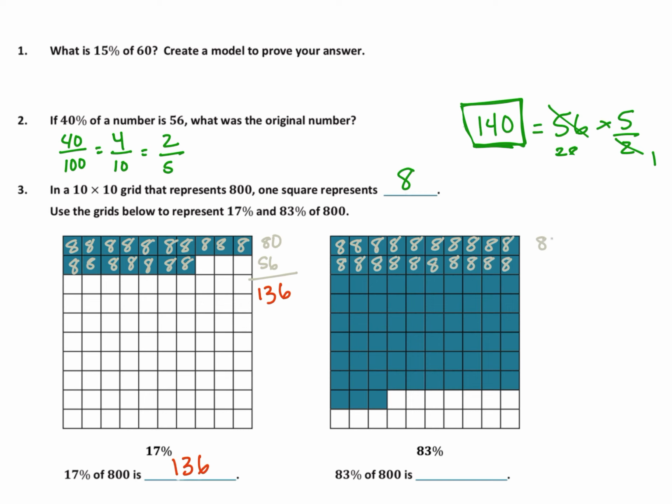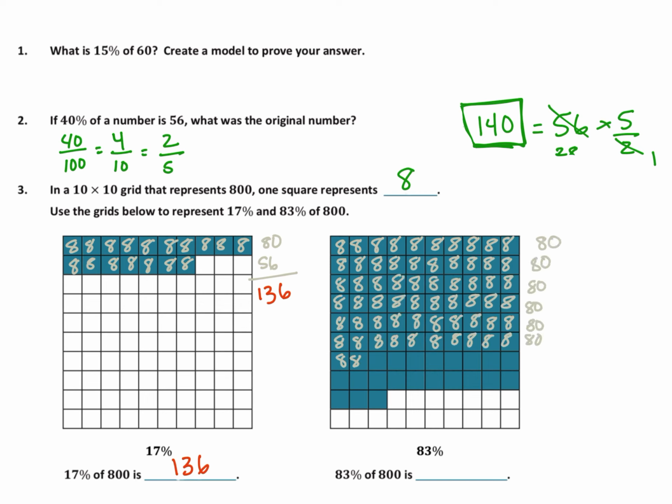So 10 sets of 8 is 80 for this row, the next row, and so on. Then we have 3 sets of 8 at the bottom, which is 24. So however much that adds up to is going to be our answer. We can also think of it as each of those represent 8, and there are 83 shaded in. So 83 multiplied by 8 will tell us our answer also.